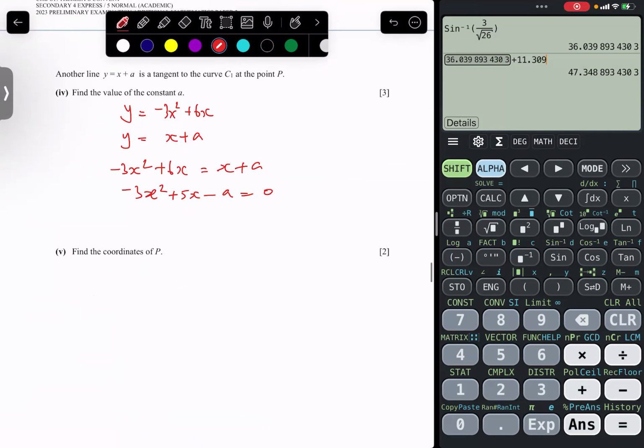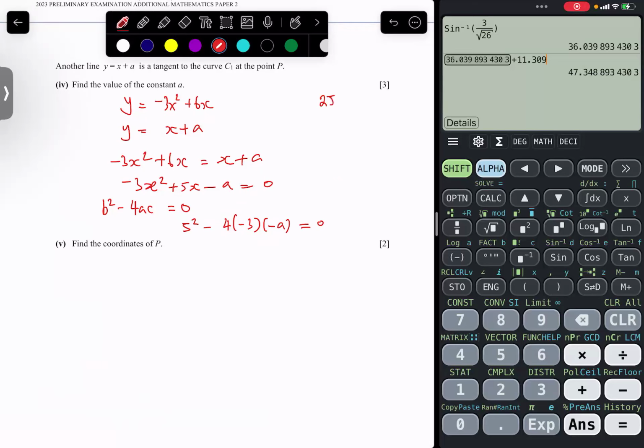Now, for this to be a tangent, that means b squared minus 4ac must be equal to 0. So 5 squared minus 4 times negative 3 times negative a must equal 0. So that means 25 minus 12a equals 0. 12a equals 25, a equals 25 over 12. Okay, find the coordinates of P.